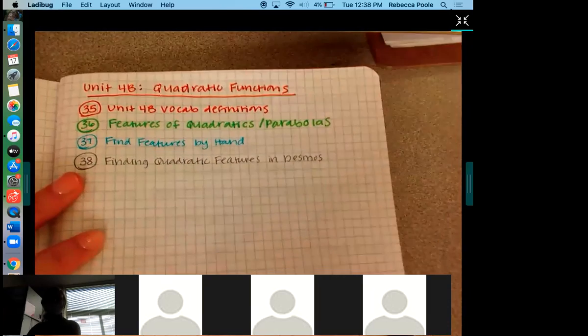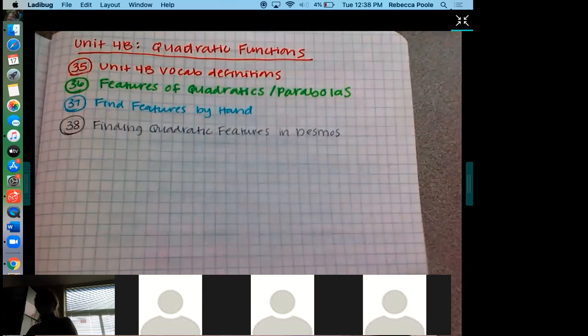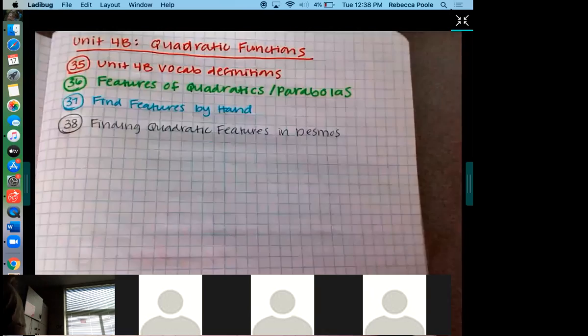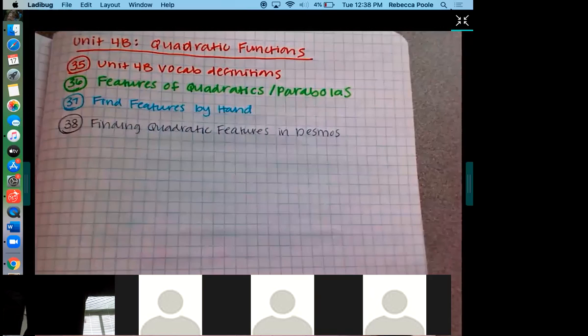And we're going to do finding quadratic features in Desmos. So I'm going to give y'all a second to copy that while I plug up my computer. And then we'll play Kahoot.